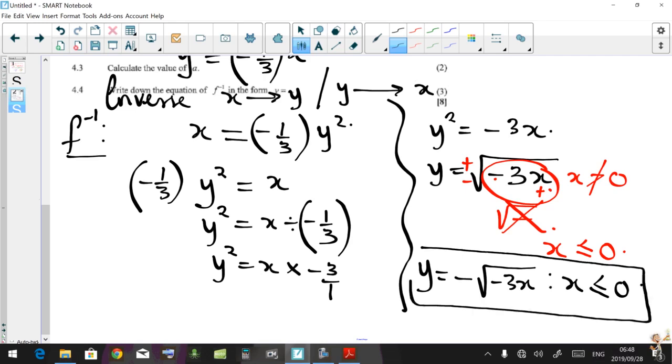So I hope that works for you. Negative because y values are negative. Negative 3x, we're saying x is less than or equal to 0, because if x is greater than 0 here, we're going to have a negative expression under our square root, and that will give us an error on your calculator. Alright, so that is the whole question 4 done.